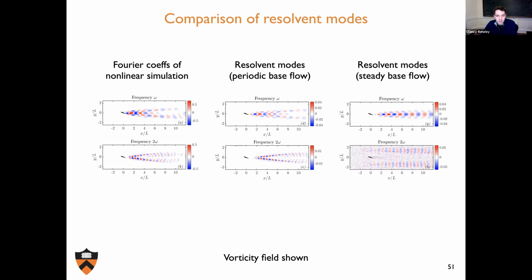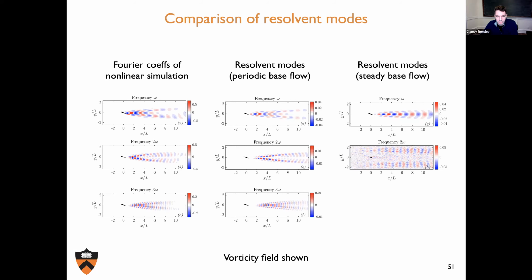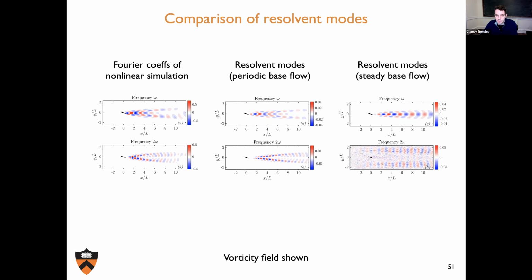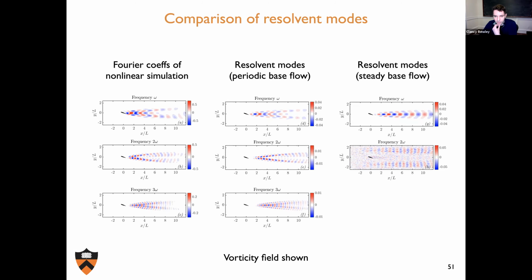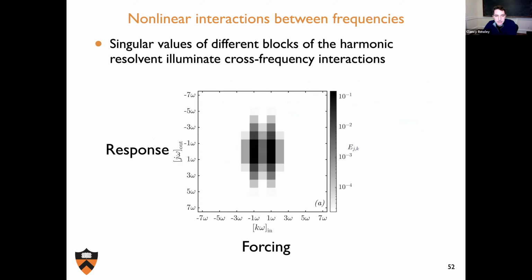How about at frequency 2 omega? At the left is the truth. In the middle is the resolvent modes about the periodic base flow. And at the right, for the steady resolvent modes, we get really just noise. There's not much response there in the resolvent about the steady base flow. So we're really just looking at noise there. At 3 omega, we get similar, very good response from the periodic base flow. And it's just complete noise for the steady resolvent.